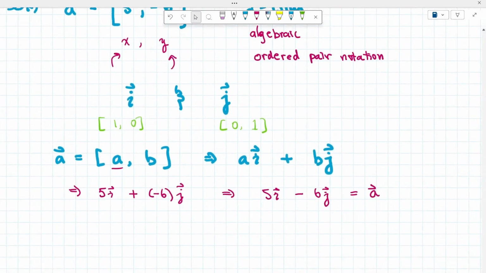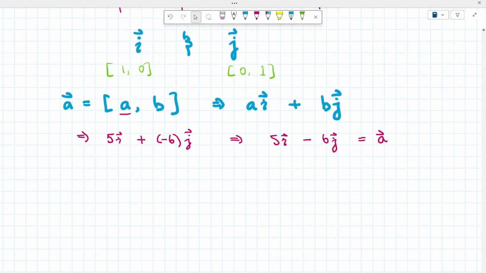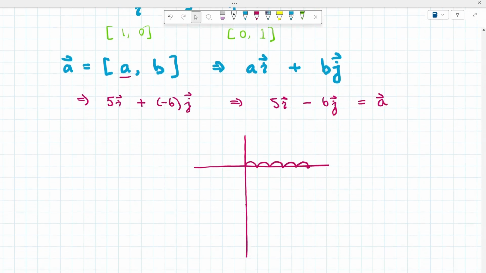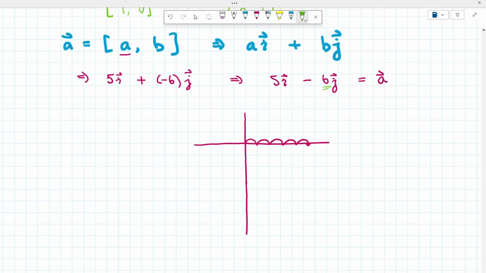That means if we were to start at the origin, we would go 5 units. Let's draw that out together, actually. We would go 5 units to the right, so 1, 2, 3, 4, 5, and then we want to go 6 units down. So we'll do the 6 in green, 1, 2, 3, 4, 5, 6. We start at the origin, with the tail at the origin and the head at this final point over there, and this here is our vector A.